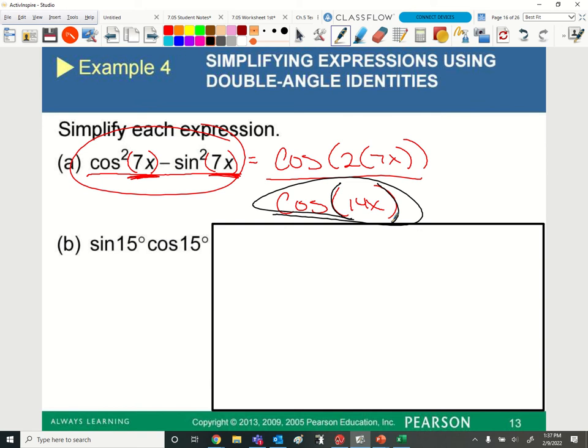No questions? All right, the next one is kind of wonky. So that's why I don't want to do what they did. So what I'm going to do is go and find, so sine 15, cosine 15. Okay, so that's what we're using there. That's what we're starting from.